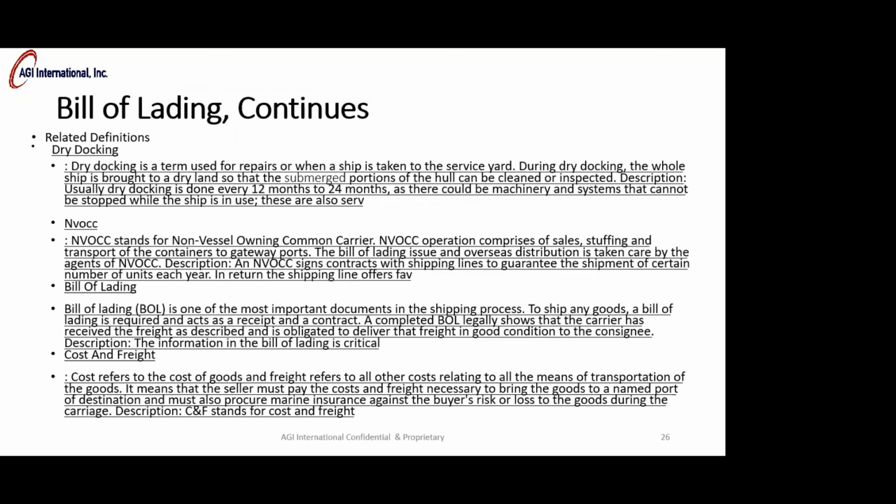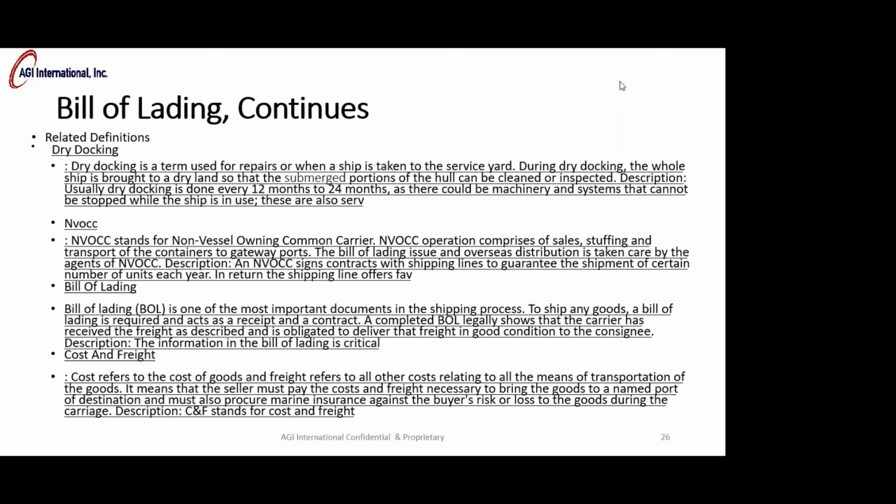Usually that doesn't happen, but if there's a discrepancy in your shipment and it has to be put in a dry dock, this is the kind of situation it goes through. The NVOCC standards, it stands for non-vessel owning common carrier. This is comprised of sales and transportation containers in the gateway ports, bill of lading issues, overseas distribution.